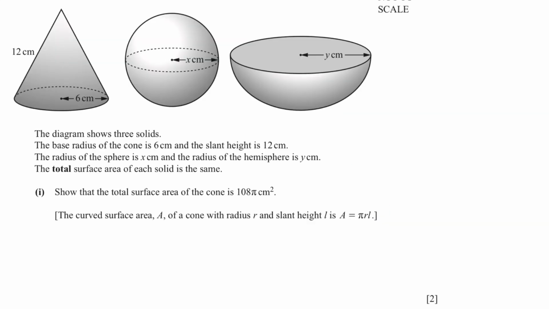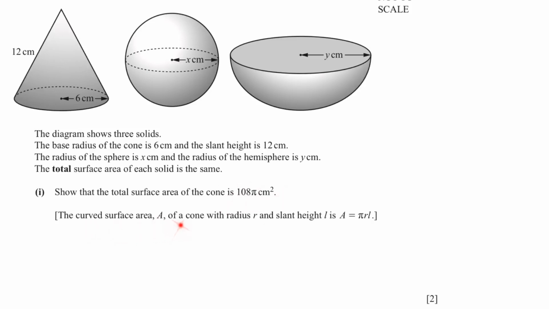Okay, so in this question we have been given 3 solids, cone, sphere and hemisphere. The base radius of the cone is 6 centimeter and the slant height is 12 centimeter. The radius of the sphere is x and the radius of the hemisphere is y centimeter. The total surface area of each solid is the same. Show that the total surface area of the cone is 108 pi square centimeter.